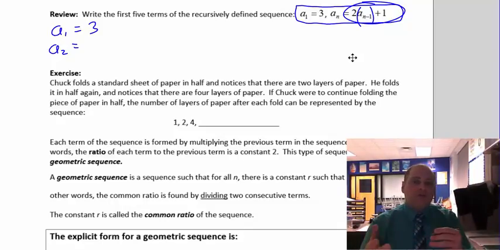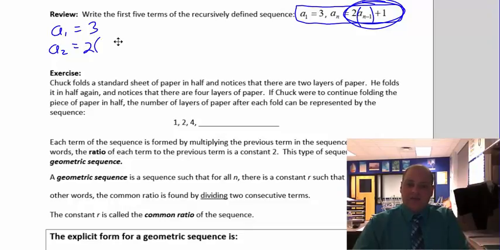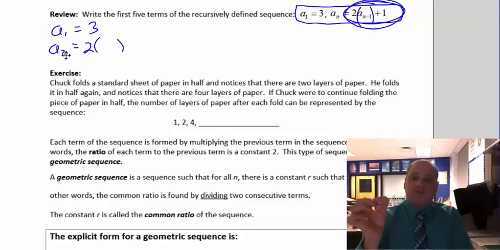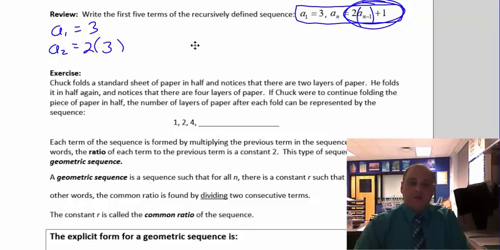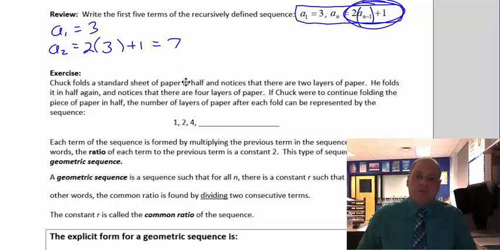Now, you might be a little confused right now. As we do it, I think you're going to see it. So here's the rule. 2, that's the 2 right there, times an minus 1. Now, an minus 1 is the previous term. Well, if I'm on the second term, the previous term is the first term, which was 3. So I'm going to plug a 3 in there, and then plus 1. Plus 1 is in the formula. 2 times 3 plus 1 is 7. So now I have my second term. My first term is 3. My second term is 7.